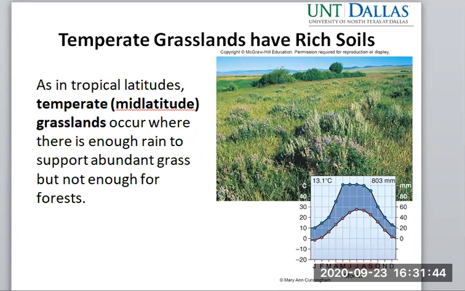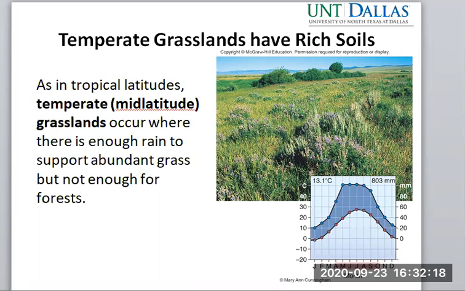Talking about another kind of biome, that's the temperate grasslands. These tend to have rich soils. Why do they have rich soils? Usually grasslands are a complex, diverse mixture of grasses and flowering herbaceous plants. We call them forbs. We have myriad flowering forbs that make grassland colorful and lovely in summer.